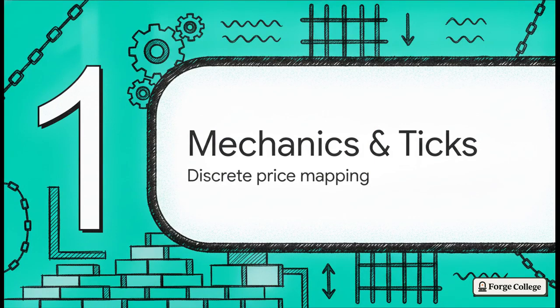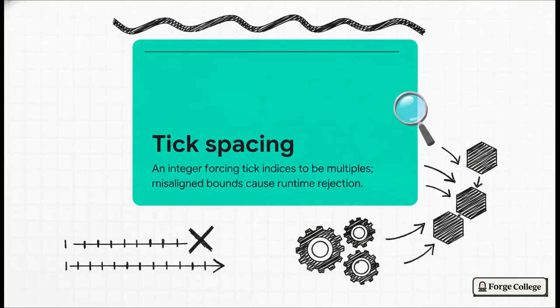Before you can write a single line of automation code, you've got to understand the rigid framework your liquidity actually lives inside. So, at its core, Whirlpool uses this discrete mapping system. Think of a tick as a fixed step on a logarithmic price scale, where adjacent ticks correspond to multiplicative price steps. But here's the catch, and it's a big one.